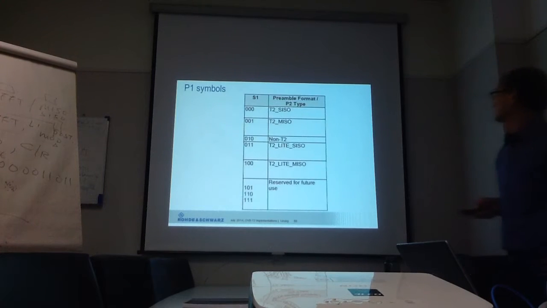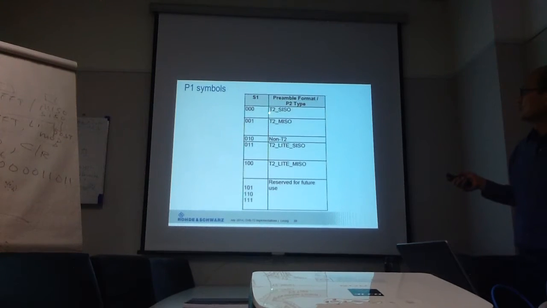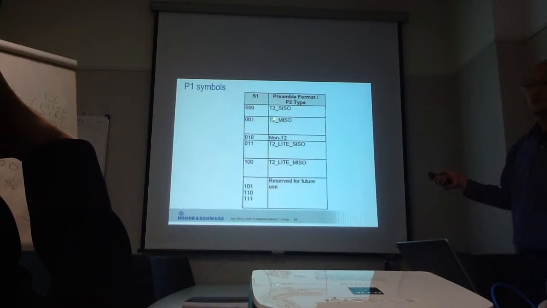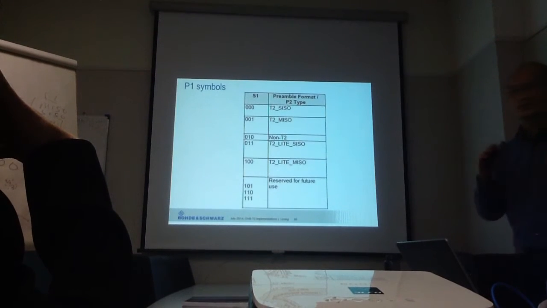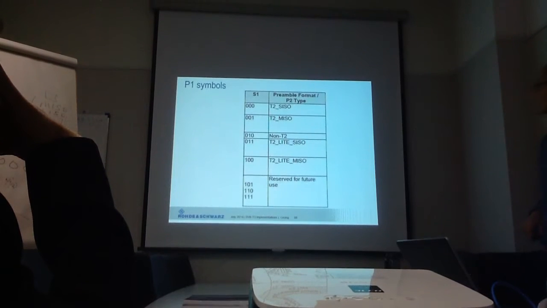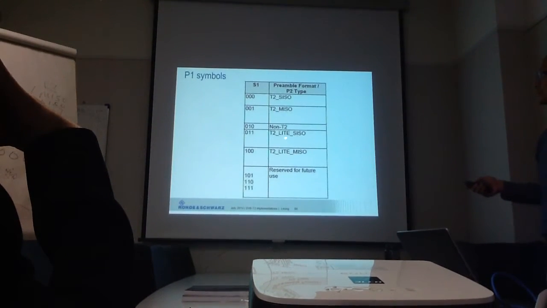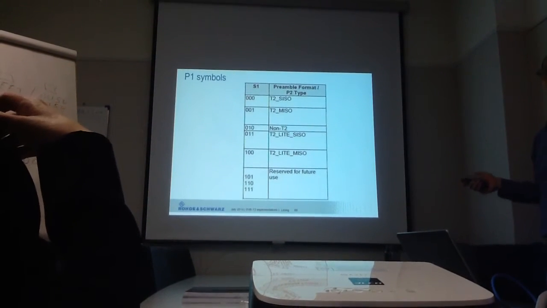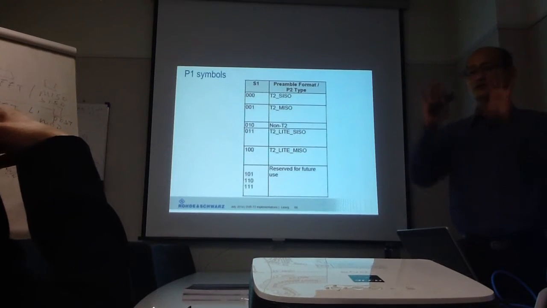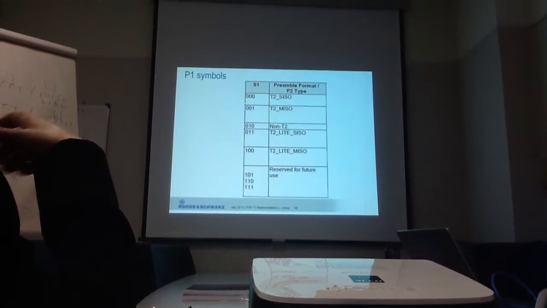So if you coming back to the PowerPoint, you can see that it will tell. So for example, T2 SISO mode. If it's 000, then it's T2 SISO. 001, then it's T2 MISO. Just to tell the set-top box whether it is SISO or MISO, because we also have T2 light. So the P1 does not carry so much information, just a very basic one.